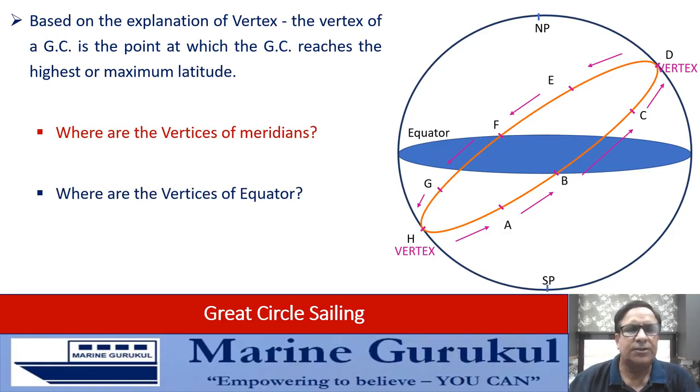Where are the vertices of the equator? Now, if you recall, when we started our discussion on vertex, we had left out equator. Why? Because equator is a very special great circle which runs in the east-west direction, and latitude of every point along the equator is 0 degrees. So therefore, the concept of vertex shall not apply to equator. Why? Because the latitudes are measured with respect to equator itself.